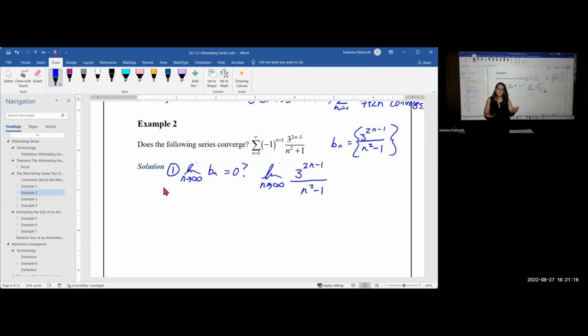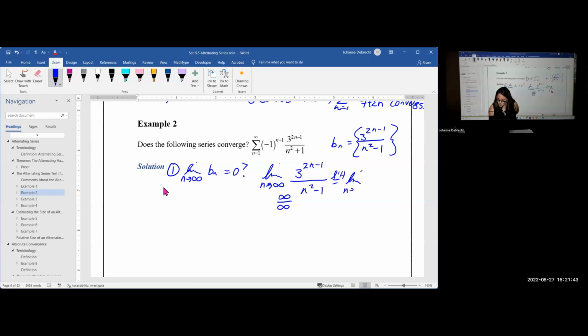Now, in order to prove it, you would need to use L'Hopital's rule. Of course, 3 to the 2n minus 1 looks like this. It's an exponential, so it's going to infinity, and n squared minus 1 is a parabola. It looks like this. So it's going to infinity. So we have the form of infinity over infinity, so we can apply L'Hopital's rule.